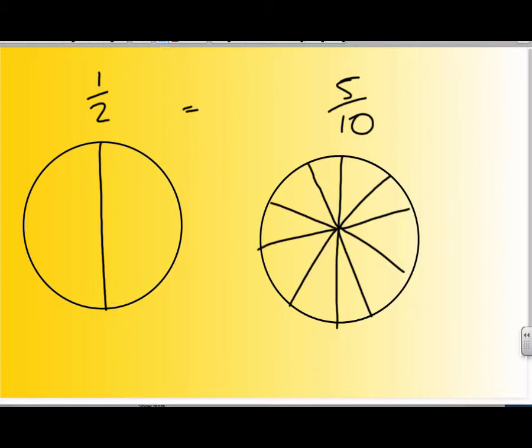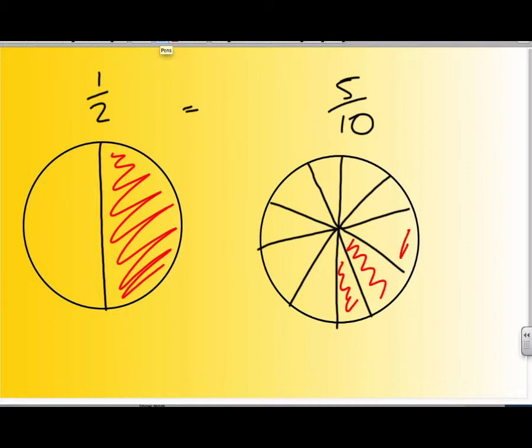Okay, let's colour in a half of this. Yep. And let's colour in 5/10 of this. 1, 2, 3, 4, 5. Okay. You can see just with your eyeballs that 1/2 is equal to 5/10. They're equivalent.